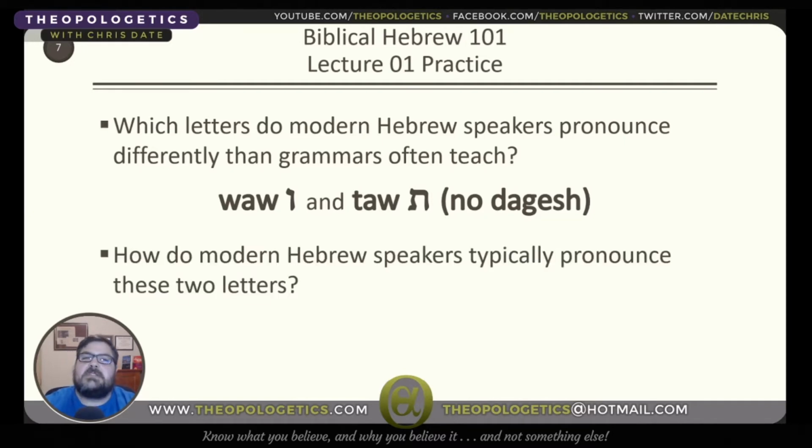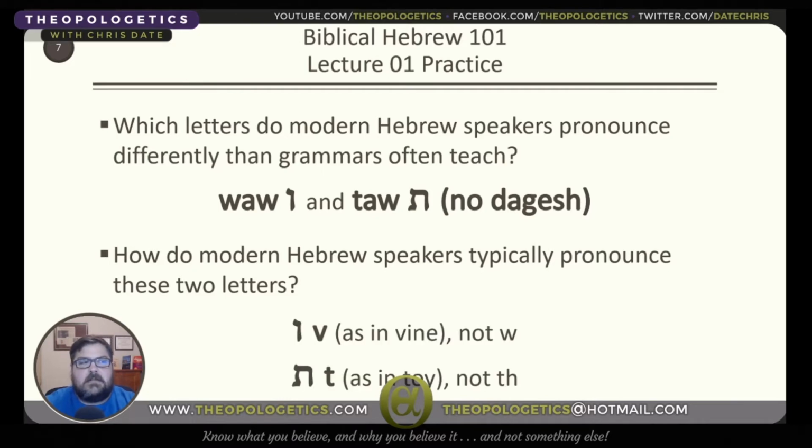How do modern Hebrew speakers typically pronounce these two letters, Waw and Taw? They pronounce the first like the V in vine rather than a W. In fact, they refer to this consonant as Vav rather than Waw. And the other one, they call a Tav, not a Taw or Tau. The Tav they pronounce like the T in toy, not like the TH in thin.